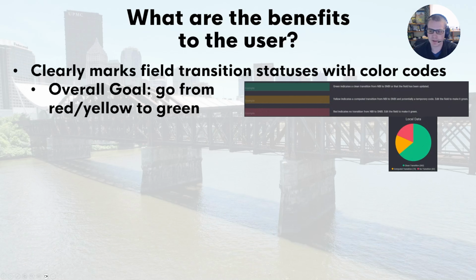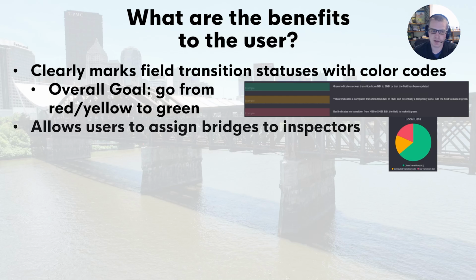So some other benefits. It clearly marks field transition statuses with color codes, and the overall goal is to go from red or yellow to green, and each of these have a different meaning. So green is that it's clean, yellow is that it's a computed transition, and red means there's no transition. And on the right there, you can see about 2/3 of them come over as clean, the field data, from NBI to SNBI, a sixth is yellow, and another sixth has no transition.